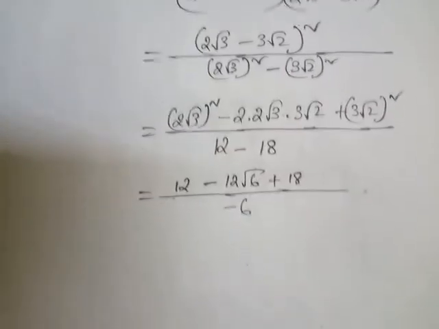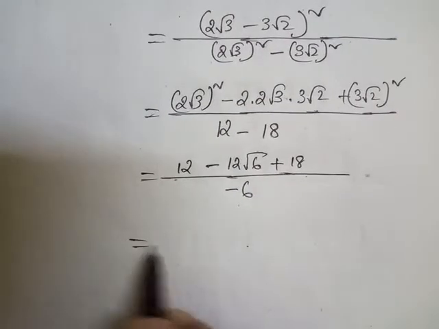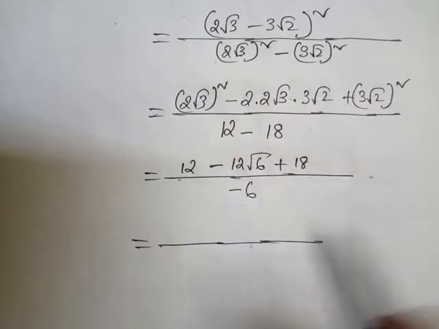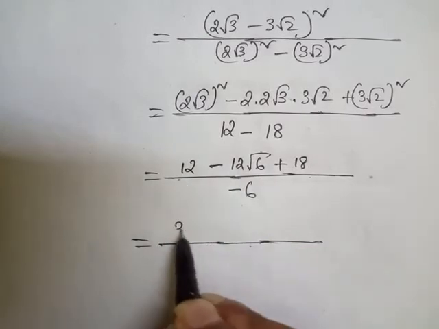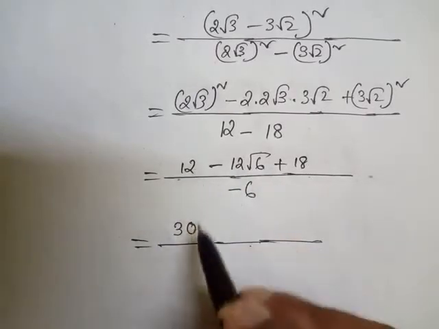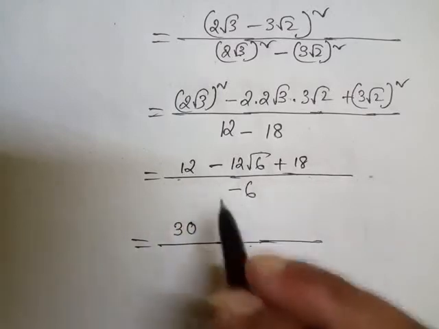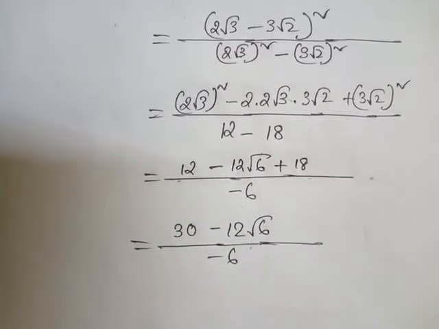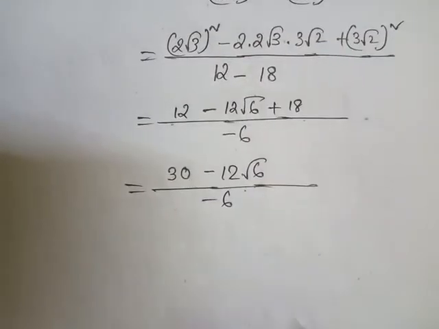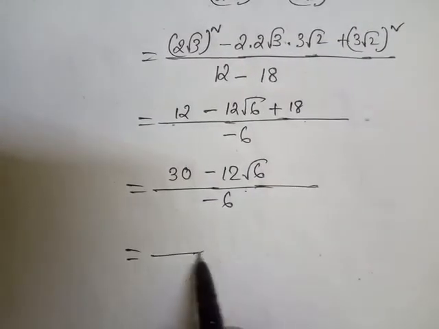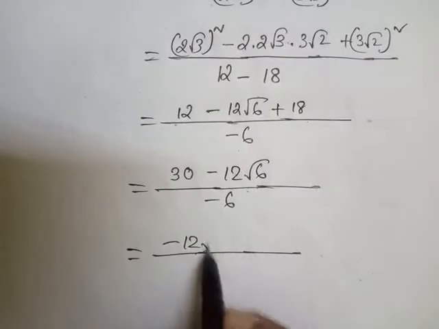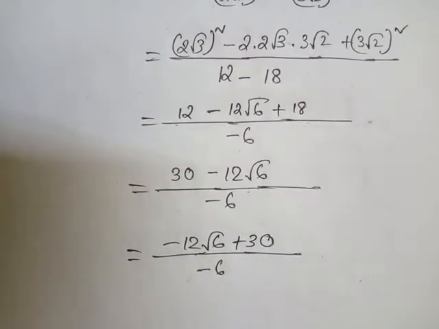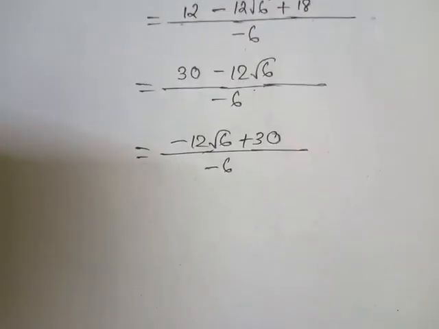Now look student, after that there is 12 plus 18, so the answer would be 30, and 12 root 6 by minus 6. Now if I go for the changes here, minus 12 root 6 and plus 30, so we can cancel the minus easily in both the numerator and the denominator.